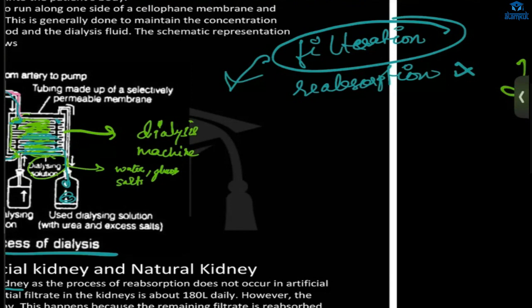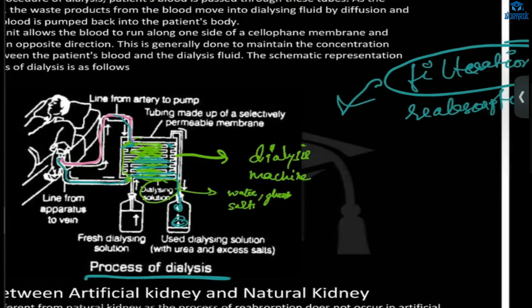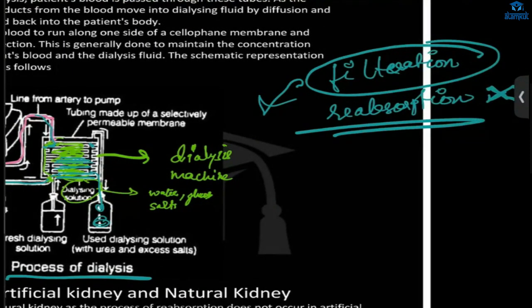Okay, ma'am. The useful substance will not go back. So, ma'am, substances like glucose and all will not go back? Yes. Only the useless substance will get filtered. That's all. There won't be any selective reabsorption. That is not there. But in the case of the natural kidney, both things will happen.